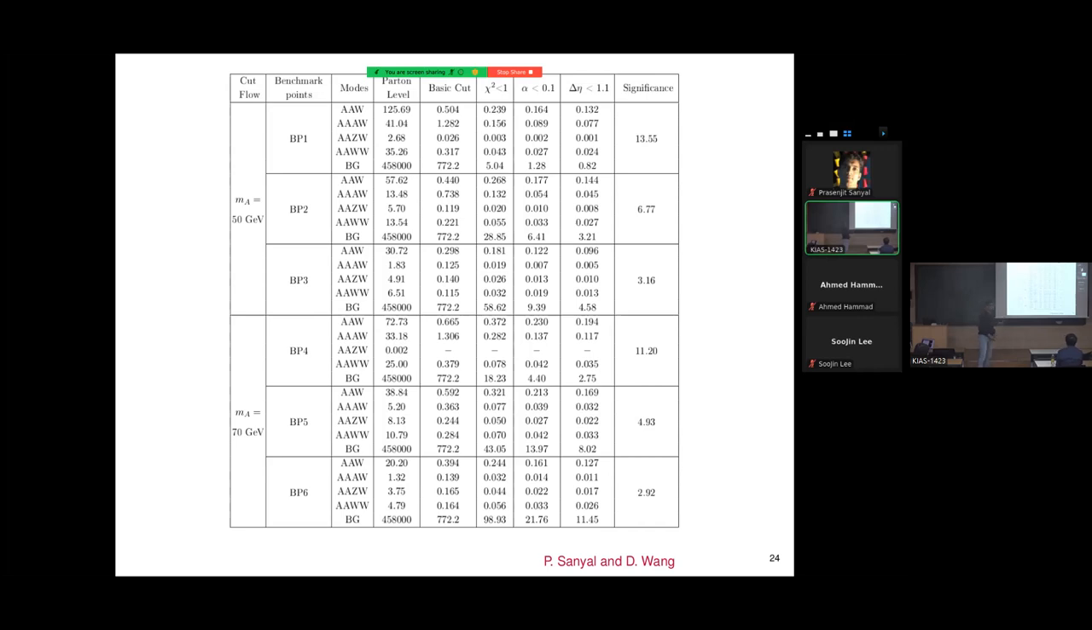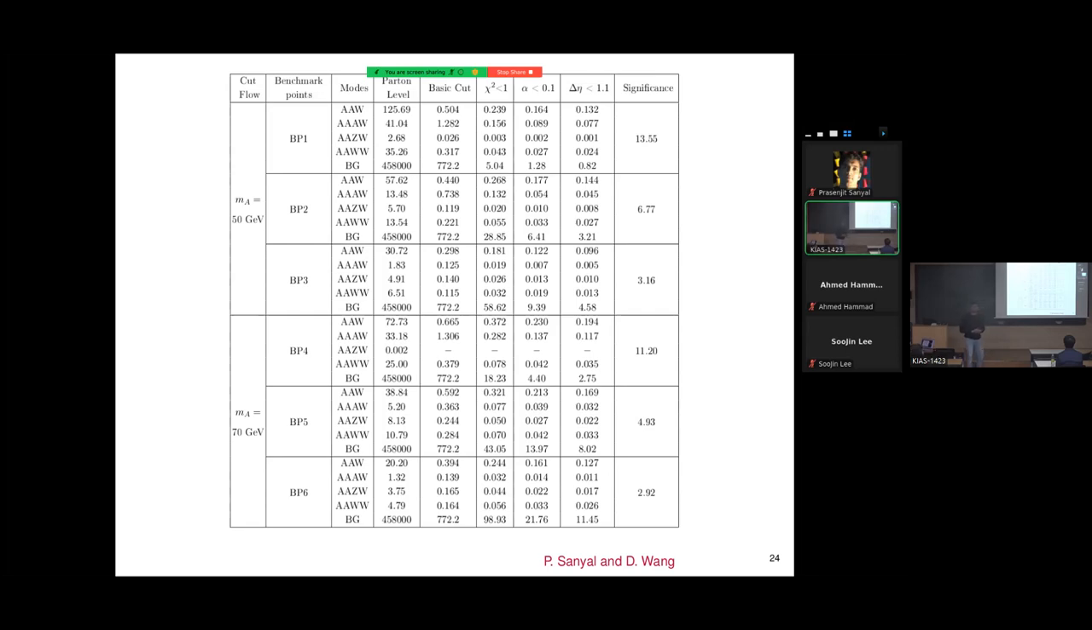Charged Higgs and heavy Higgs are much heavier. So all the electroweak cross sections are low compared to benchmark 1. So benchmark 1 is like the best signal hypothesis, and benchmark 6 is like one of the bad signal hypotheses. But using chi-square, we can still get a good significance.